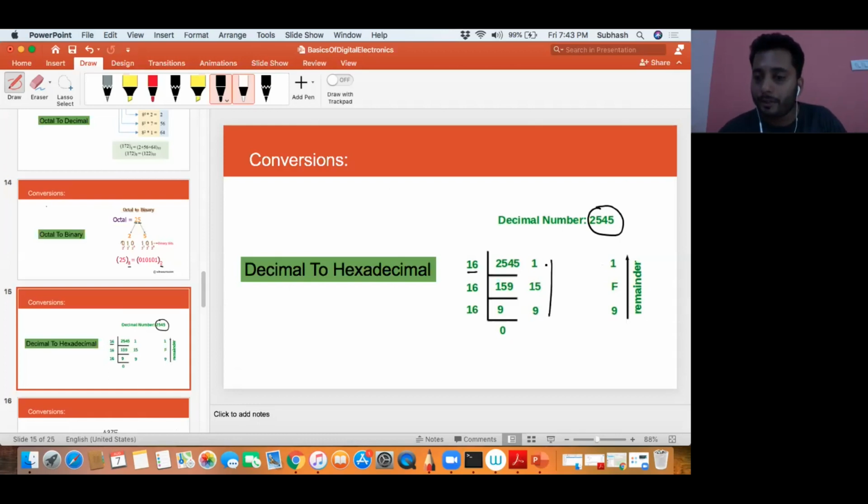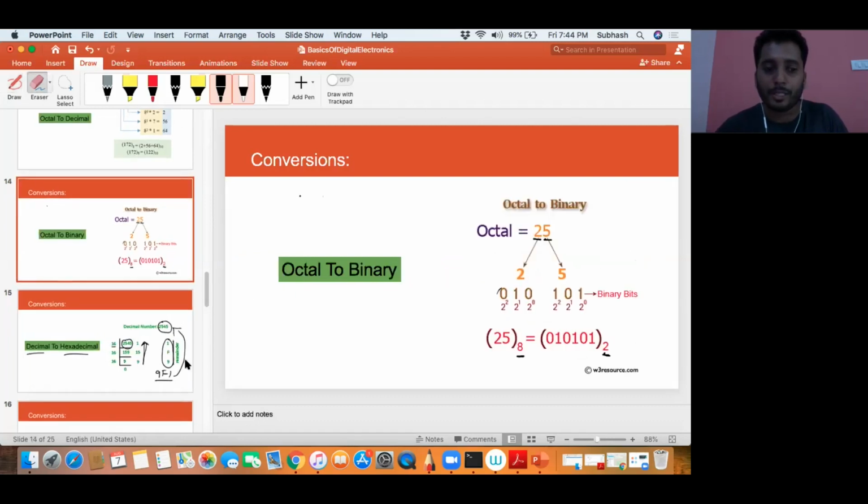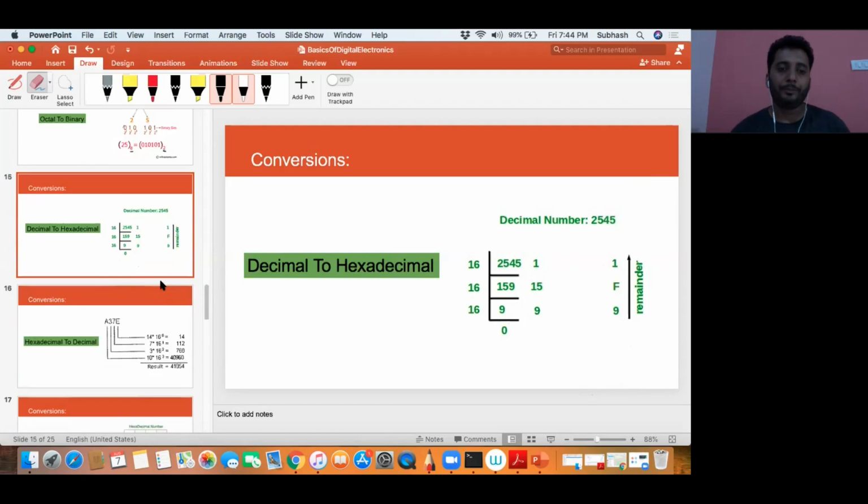Therefore, reading it in the reverse order, the hexadecimal number becomes 9F1, which is the hexadecimal equivalent of 2545. This is how you convert decimal to hexadecimal. Given a decimal number, divide it by 16 continuously until you get a number that cannot be further divided, and then read it in reverse. Then you get the value 9F1, which is the equivalent of the decimal number 2545. Hope you guys understood that. We'll go to the next slide.